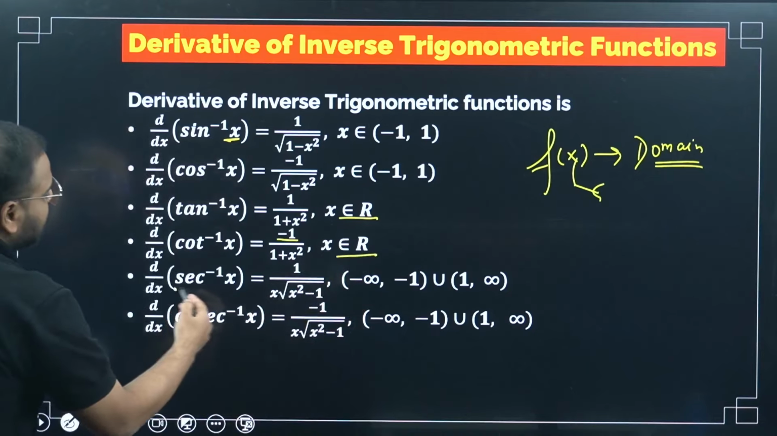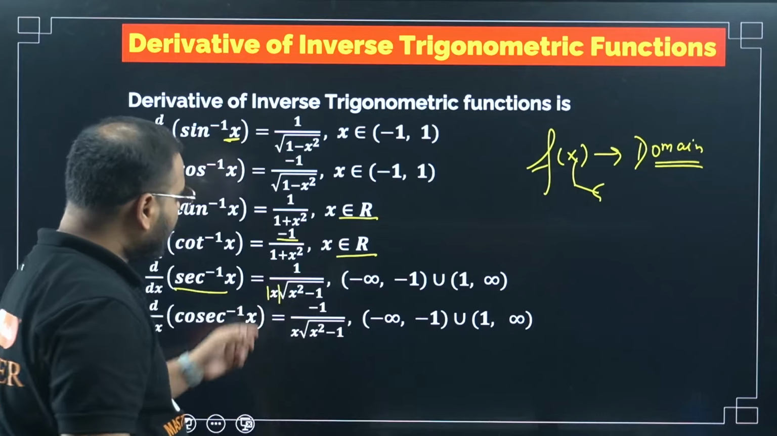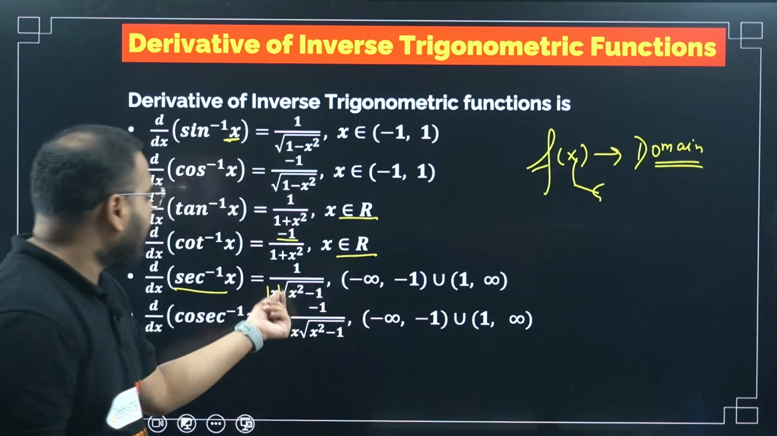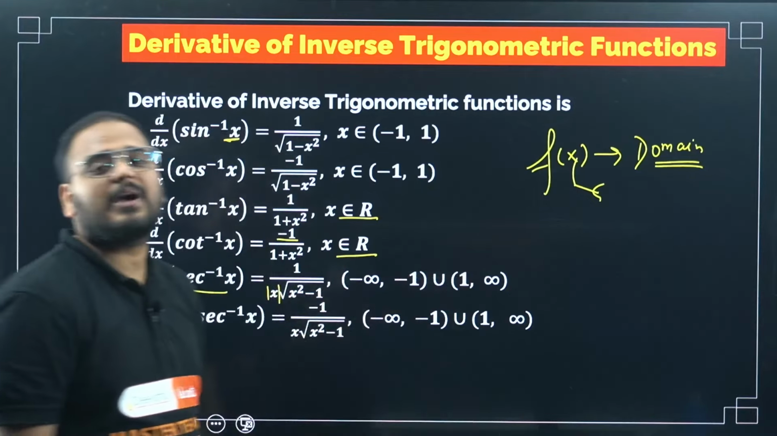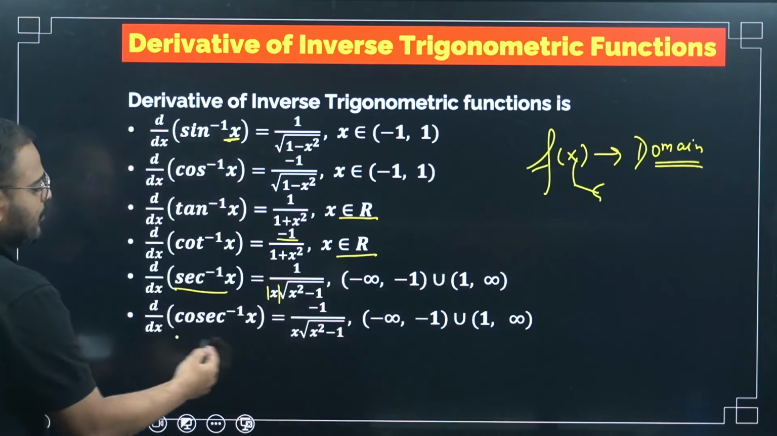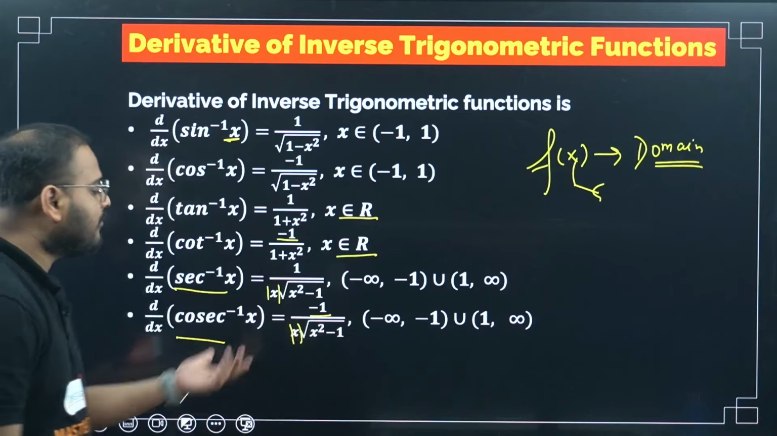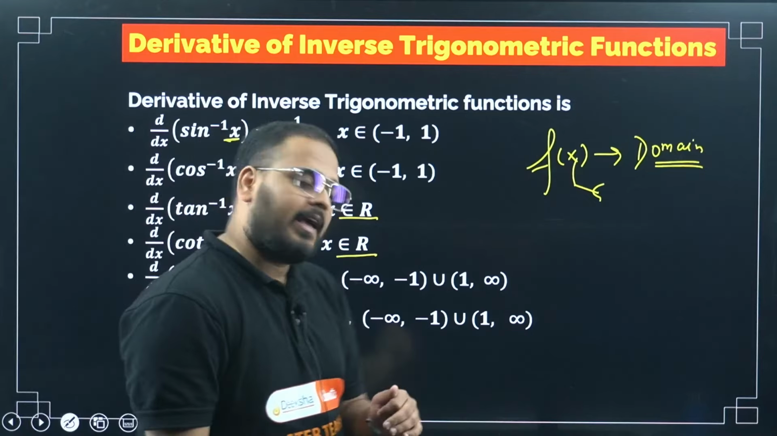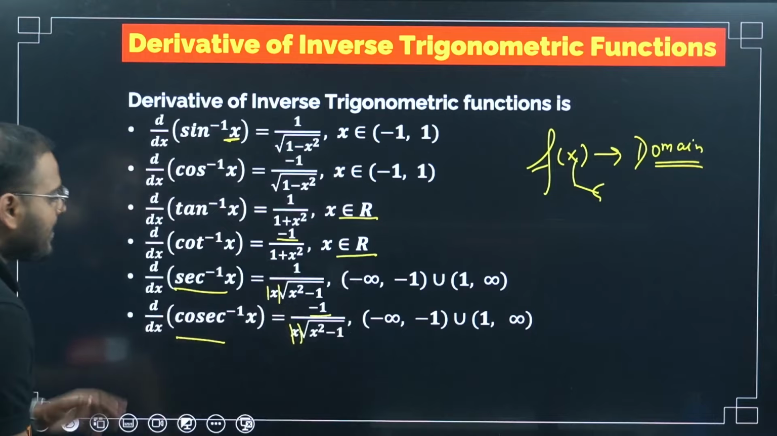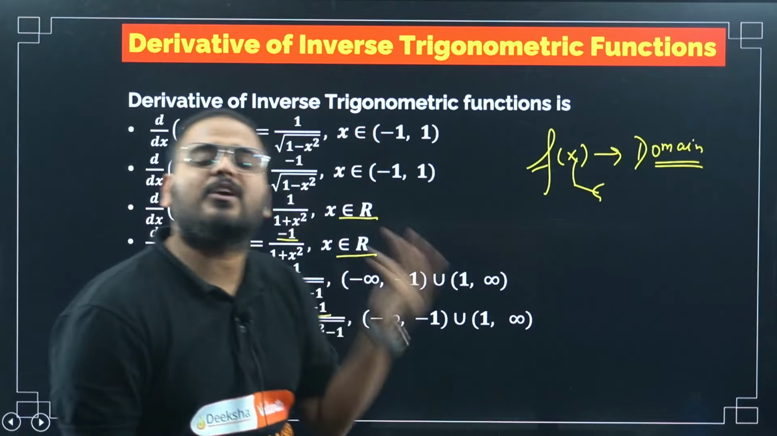For sec inverse x, it is 1 upon x times 1 upon mod x, only the positive value we take, root of x square minus 1. Again the domain is minus infinity to minus 1 union 1 to infinity. For cosec inverse, just add a minus sign and the mod of x we can consider. So simple formulas are there. If you see, they're related to each other, so not difficult to memorize.